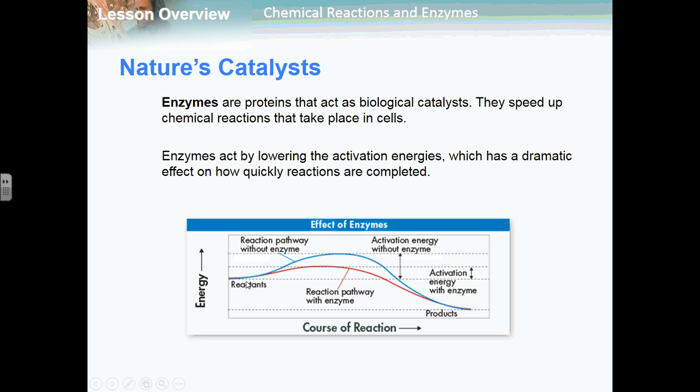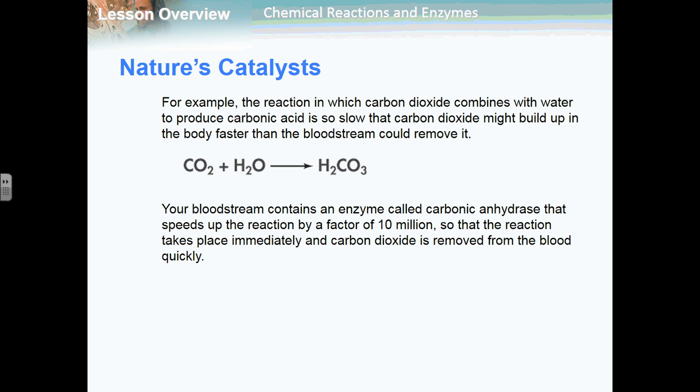So on this graph, on the left-hand side, you've got your reactants. Here we've got the products. Again, the size of the hill tells you how much energy is required to make the reaction happen. Now you've got two lines here. One's a red line. That's with the enzyme present. The blue line is without the enzyme present. And so what you should notice there is that that red line is lower. That means there's less energy required. That means that reaction is going to happen faster than the blue line. So not having an enzyme present makes it harder for that reaction to take place.